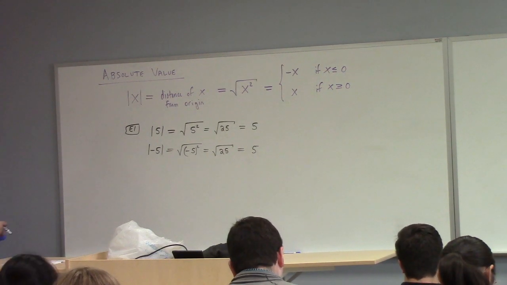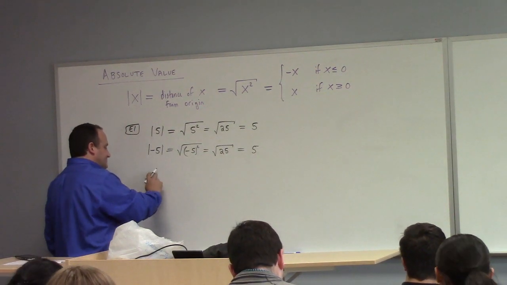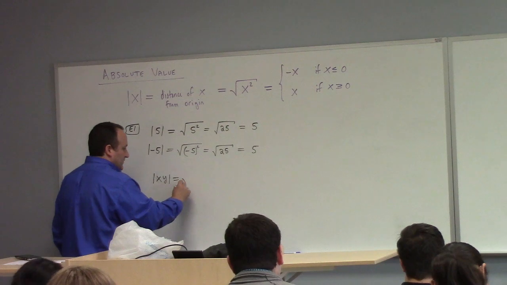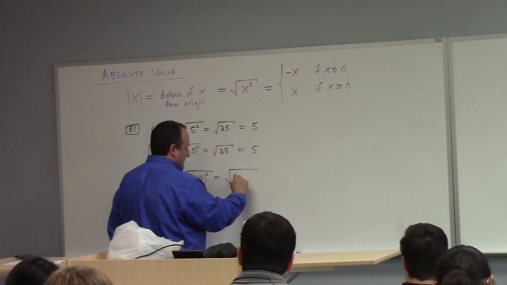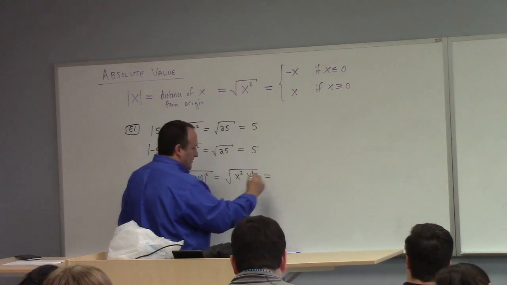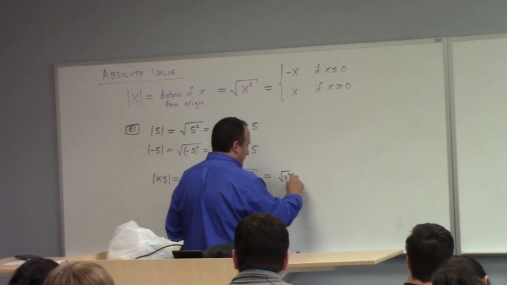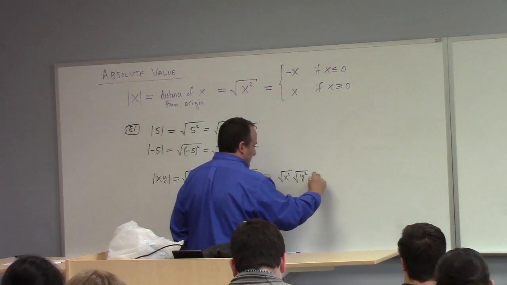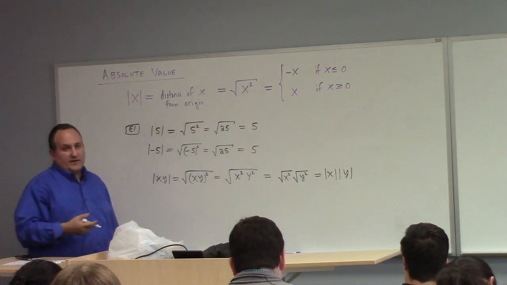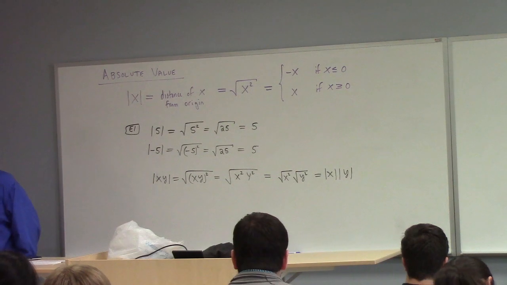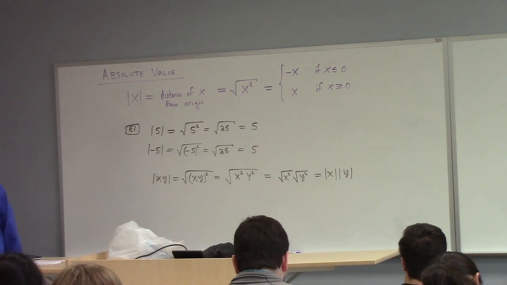All right? There are various properties of absolute value. For instance, if we have absolute value of x times y, how's that go? That's the square root of xy squared, right? Which is the square root of x squared y squared, which, lo and behold, by properties of the square root, is square root of x squared times the square root of y squared, which is, guess what? Absolute value of x times the absolute value of y. So the absolute value of a product is the product of the absolute values. That's a nice property to know about for absolute value. We'll use that from time to time.